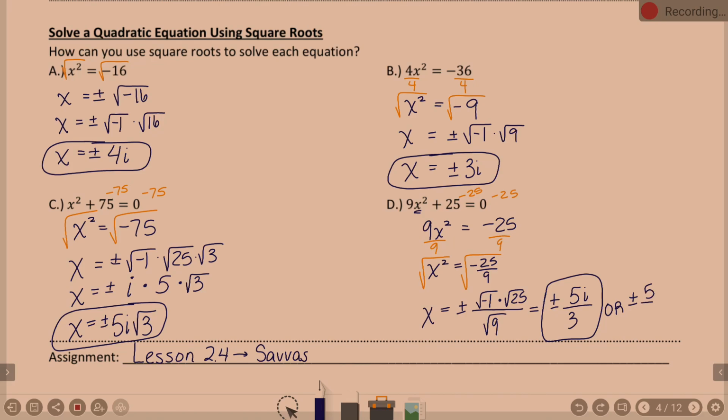That could also be written as plus or minus 5/3 i, with the i after it. Just in case Savas throws a fit about the i being in the numerator. I think Savas will be okay with the i beside it or in the numerator, but I don't remember. Okay?